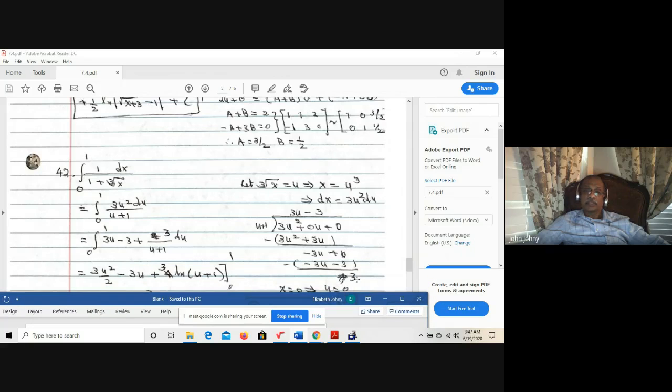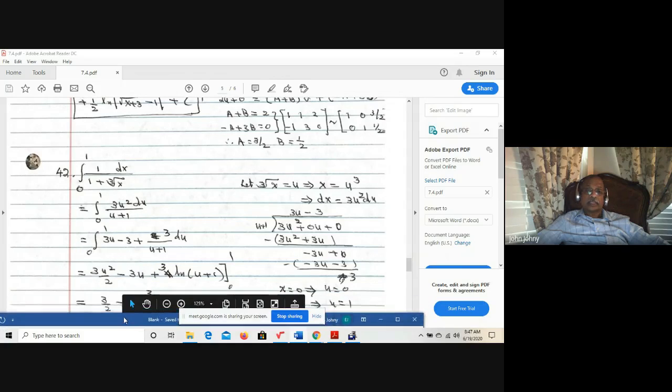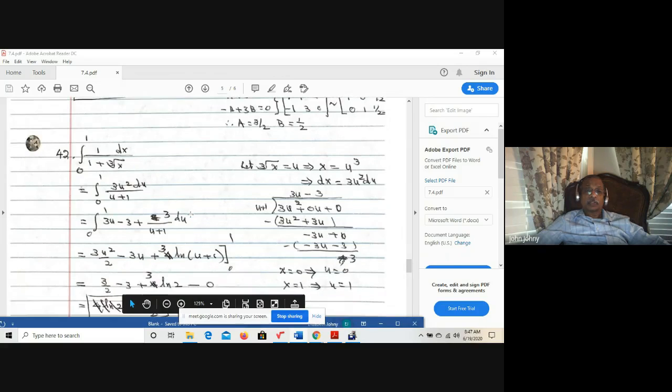Subtract, remainder is 3. Therefore, the 3u square over u plus 1 is 3u minus 3, that is the quotient, plus remainder over the divisor. So 3u minus 3 plus 3 over u plus 1, and that is equal to 3u square over 2 plus 3u plus 3 natural log of u plus 1.